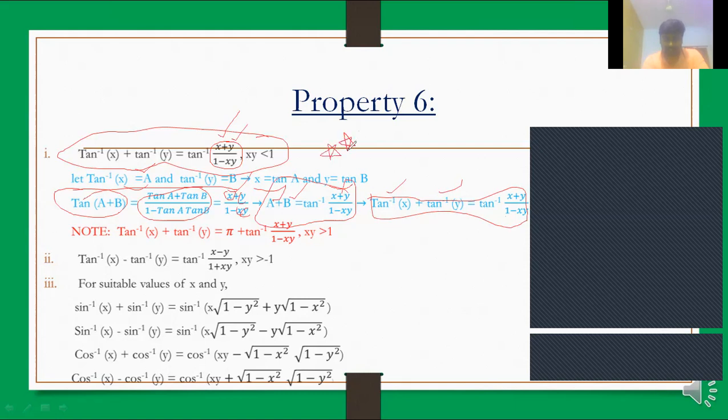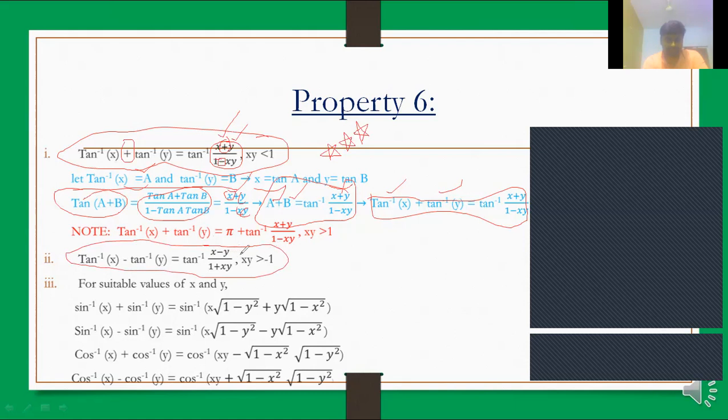Tan inverse of x plus tan inverse of y. What is the formula? Tan inverse of (x plus y) by (1 minus xy). Now tell me, if you have minus in between, what happens? So here it will be minus and here it will be plus. The signs will be interchanged. See here, formula is given. Tan inverse of x minus tan inverse of y is tan inverse of (x minus y) by (1 plus xy).